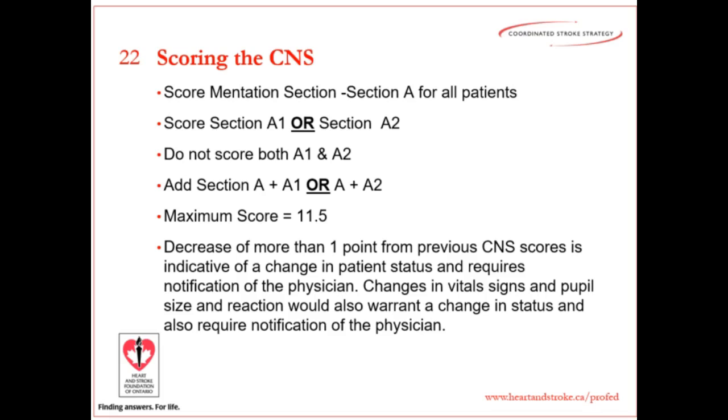So in terms of scoring for the CNS, okay, scoring for section A, you're going to do that for all patients, like we talked about. And then you're going to score your sections, either you did A1 or you did A2, depending on your client. You would never, ever do both sections A1 and A2 because that would give you an unreliable score. So you're either going to add section A and A1 together, or you're going to add section A and A2 together. The maximum score that a client can score is an 11.5.